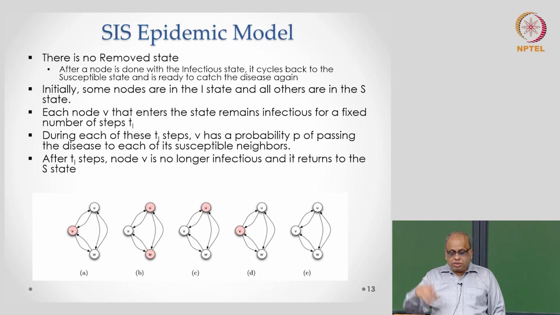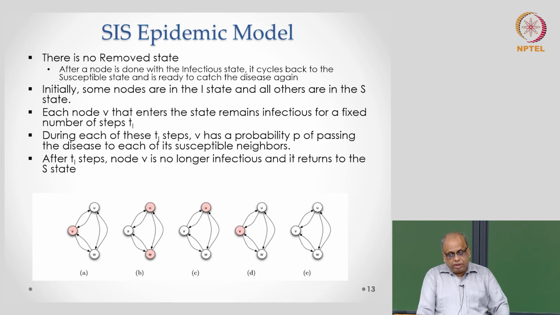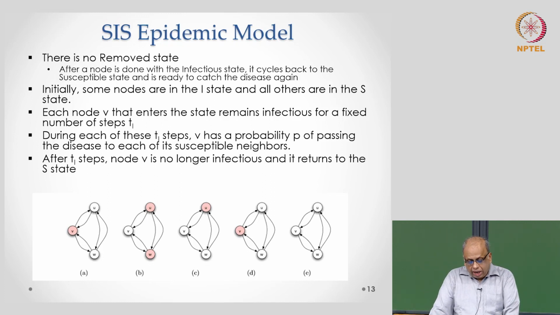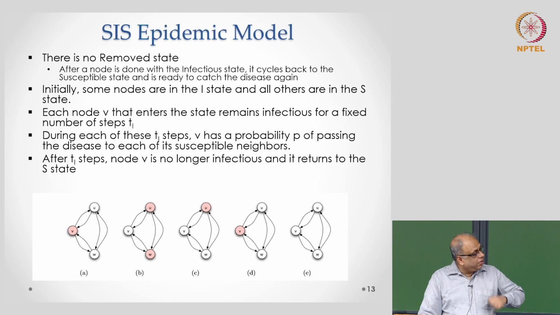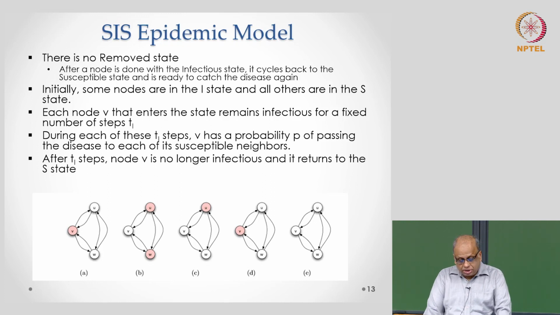So as you said, some diseases you can get affected again and again, and for that another model was created called the SIS model. Okay. So what does the SIS model say? That there is no removed state. After a node has been through the infectious state, it cycles back to the susceptible state and is ready to catch the disease again.